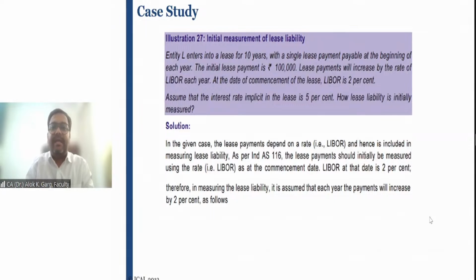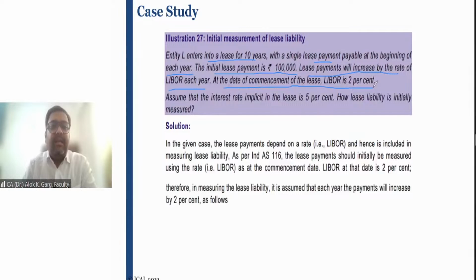Initial measurement of lease liability. Entity L enters into a lease for 10 years with a single lease payment payable at the beginning of each year. The initial lease payment is rupees 1 lakh. Lease payments will increase by the rate of LIBOR each year. At the date of commencement of the lease, LIBOR is 2%, right?